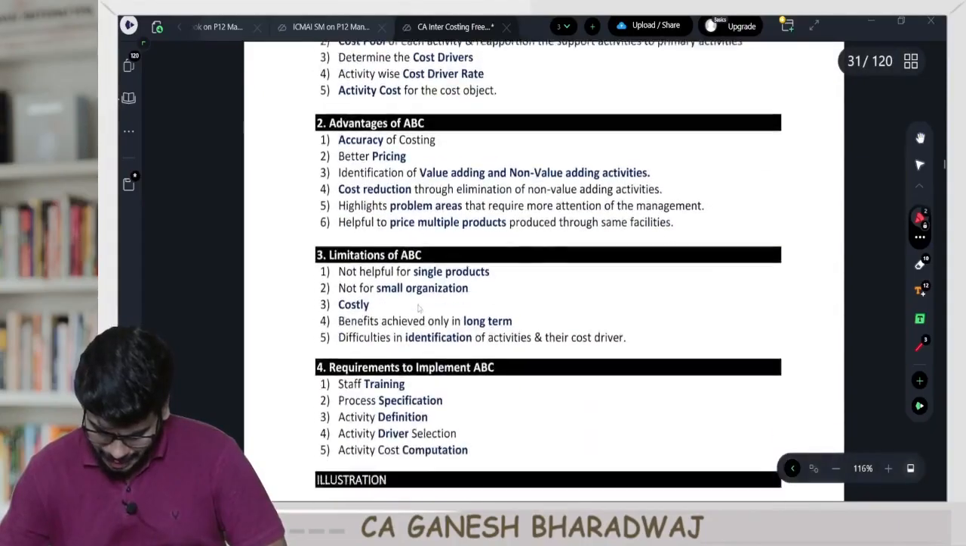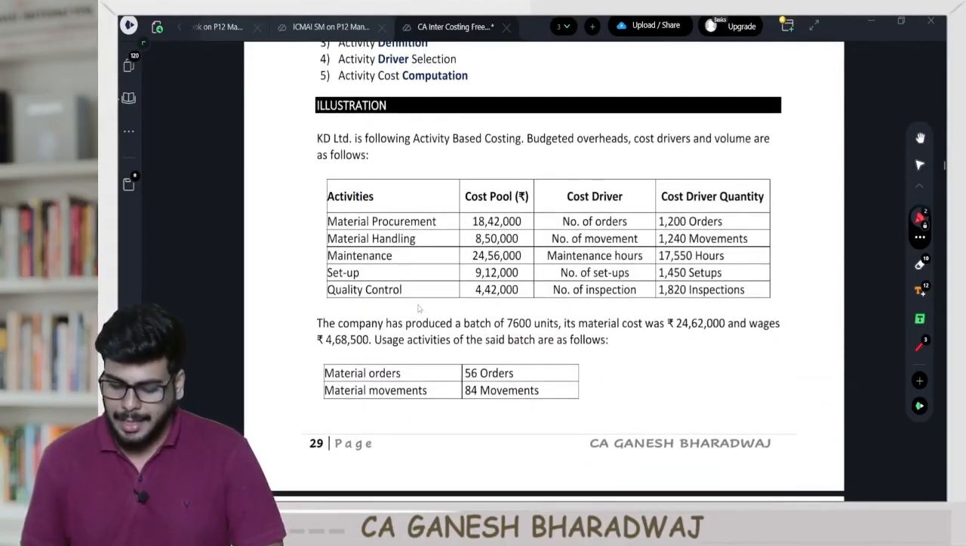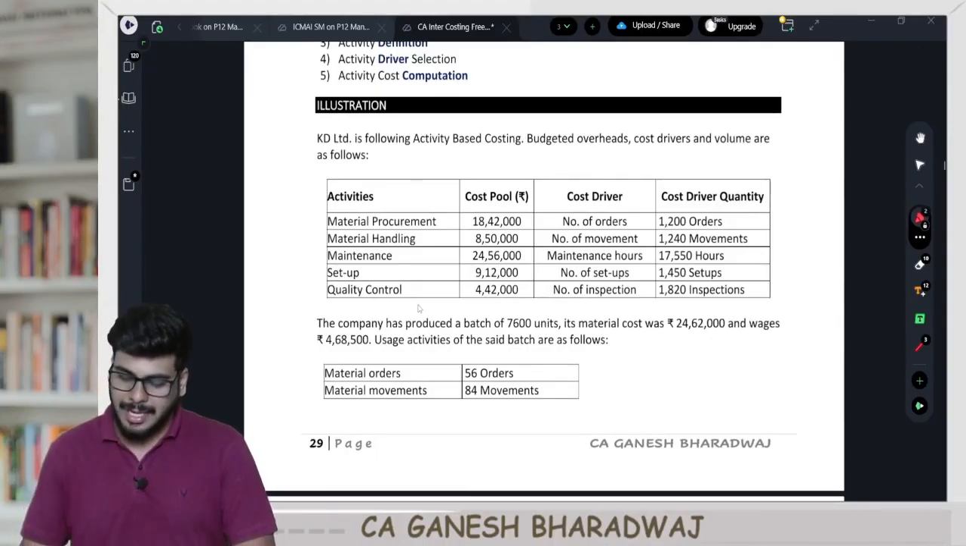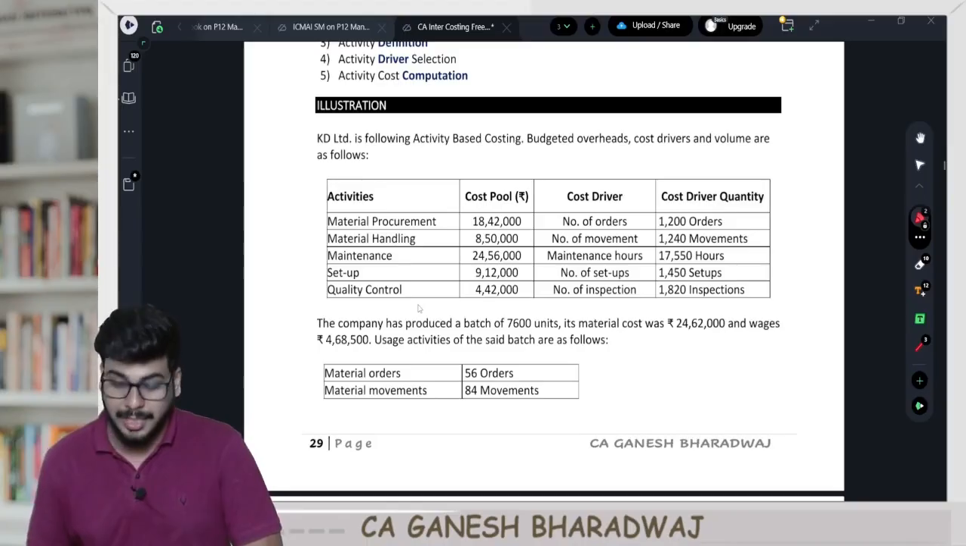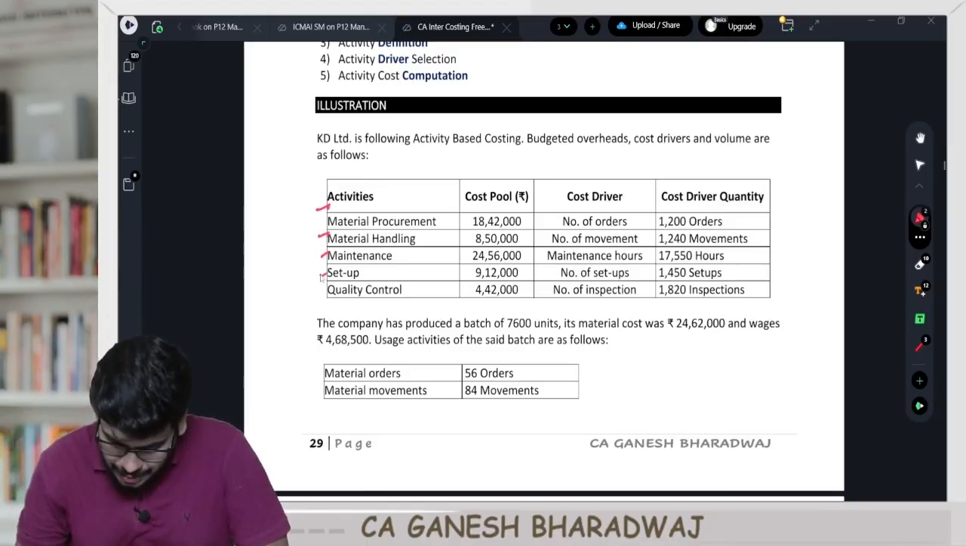So now let's move on directly to a numerical problem. Look at this illustration. KD Limited is following an ABC costing system. The budget overheads, the cost drivers, and the volumes are as follows. Now look at this. Instead of departments, they have mentioned the activities.